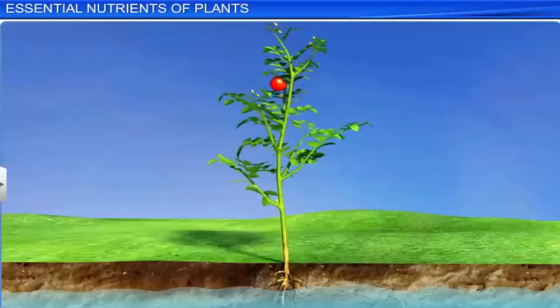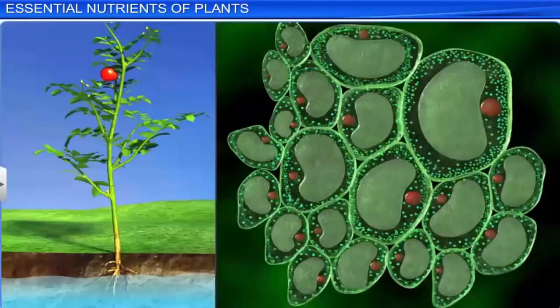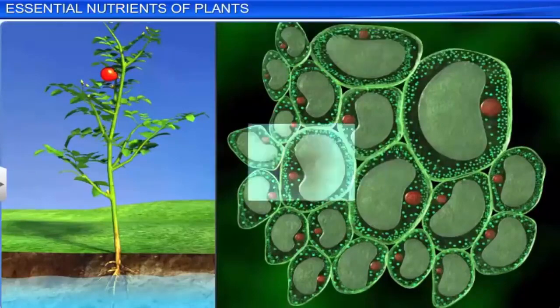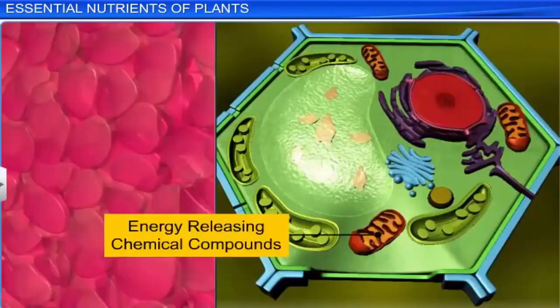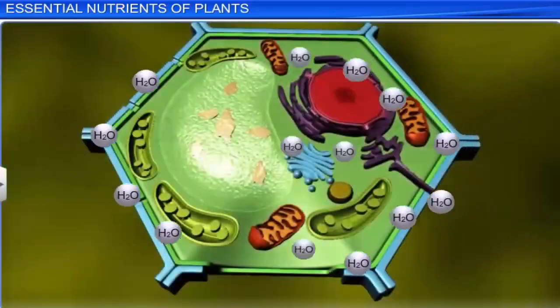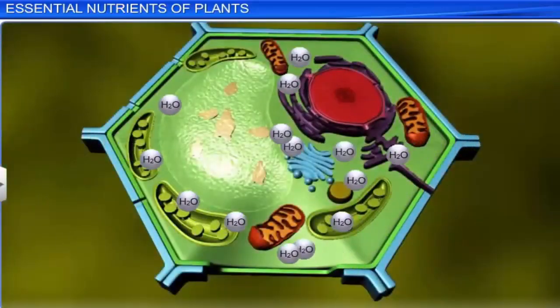Essential elements have different functions, based on which they are classified as structural elements of cells, components of energy-releasing chemical compounds, activator or inhibitor of enzymes, and elements that maintain osmotic potential.